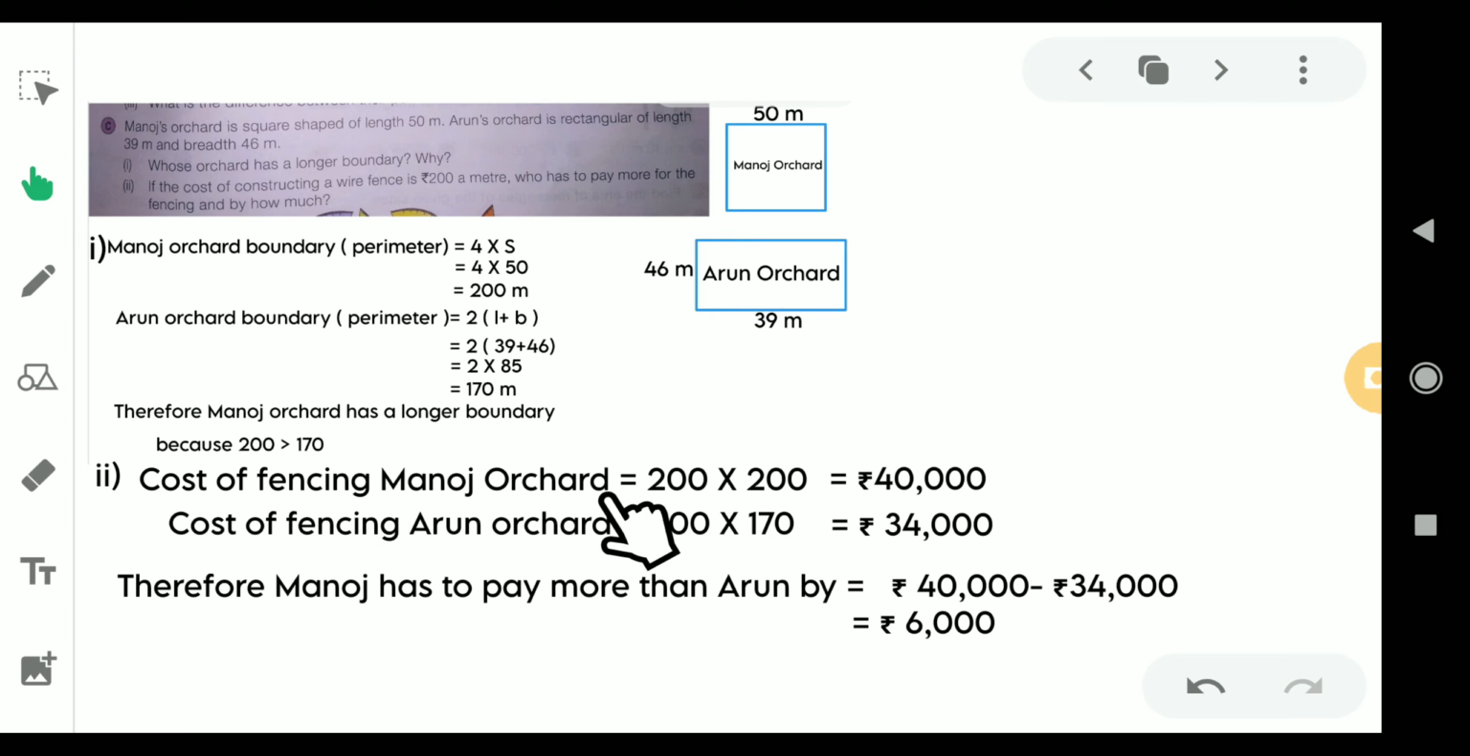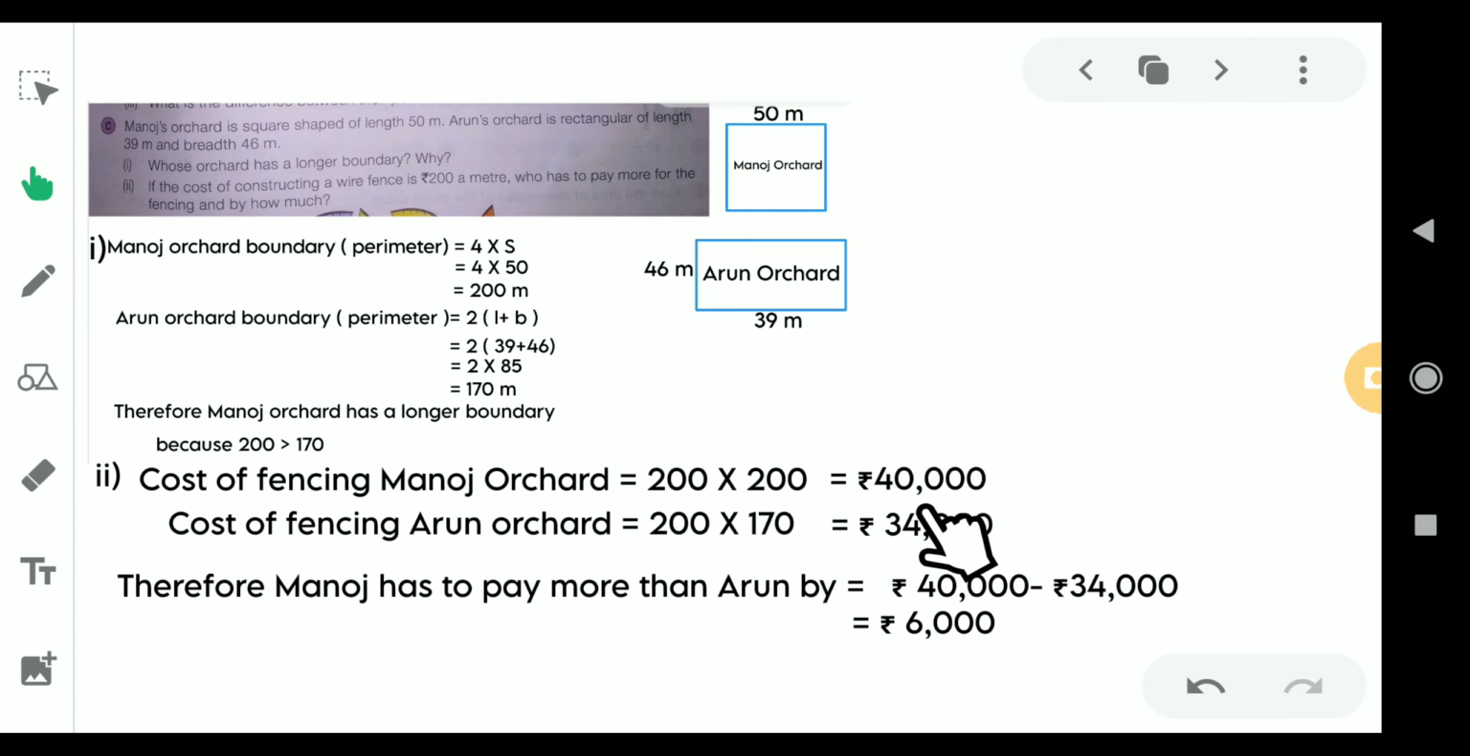The cost of fencing Manoj's orchard is 200 rupees for 1 meter, but the total perimeter of Manoj's orchard is 200 meter. So 200 rupees into 200 meter is 40,000 rupees. This is the cost of fencing Manoj's orchard. Let us find the cost of fencing Arun's orchard. Again it is 200 rupees, but the total perimeter of Arun's orchard is 170. So multiply 200 rupees by 170 meter, and it is 34,000 rupees. So 34,000 rupees will be spent for fencing Arun's orchard.